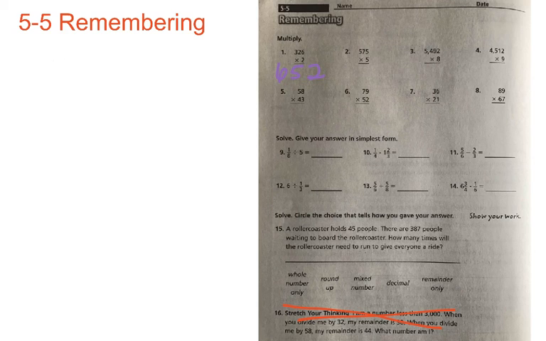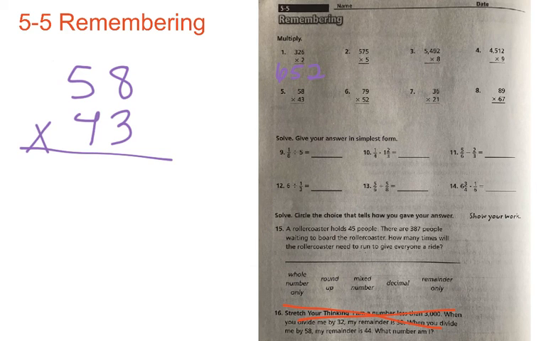Go ahead and move down to number 5, where we have 2-digit by 2-digit multiplication. Here we have 58 times 43. 3 times 8 is equal to 24. Put down your 4, carry your 2. 3 times 5 is equal to 15, plus 2 is equal to 17. Now we need to put down our placeholder and move to our multiplication by 4.